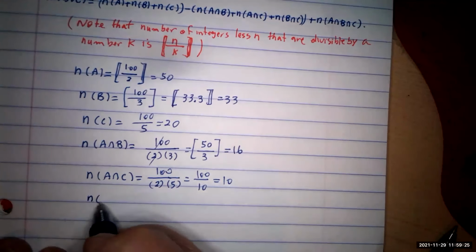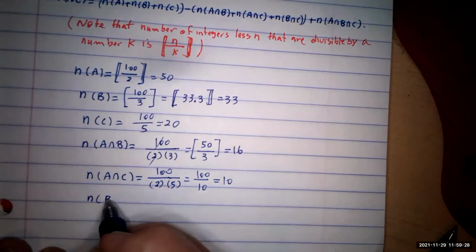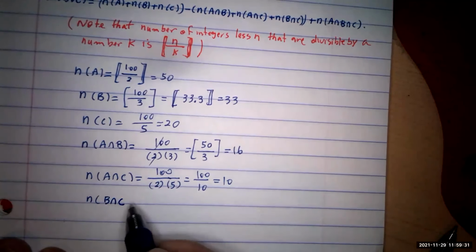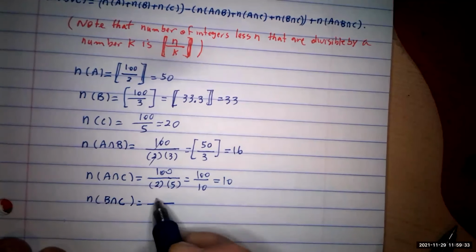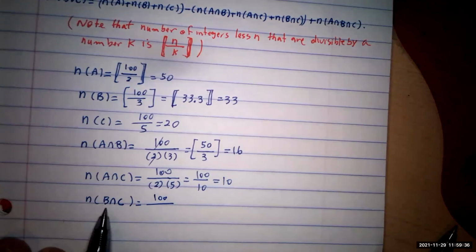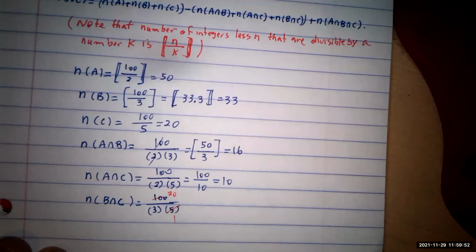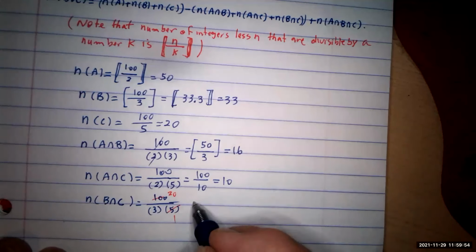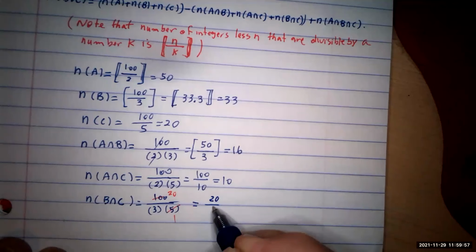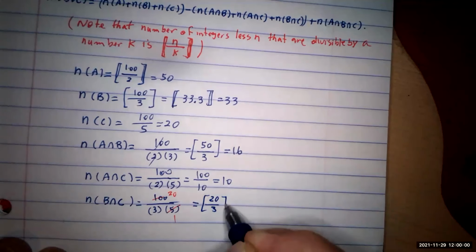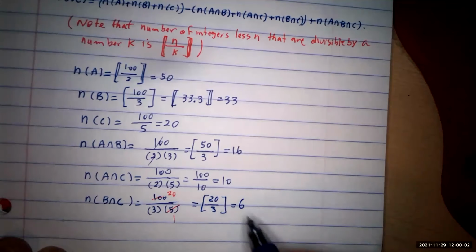Okay, then you want B intersect C. B intersect C is going to be what? It's going to be 100 over the divisibility of 3 and 5. So 3 times 5. Okay, 3 times 5, we can simplify it. Simplify by 5, that gives us 20 over 3. 20 is not divisible by 3, so get the bracket. It's going to be 6 something, which is going to be 6.